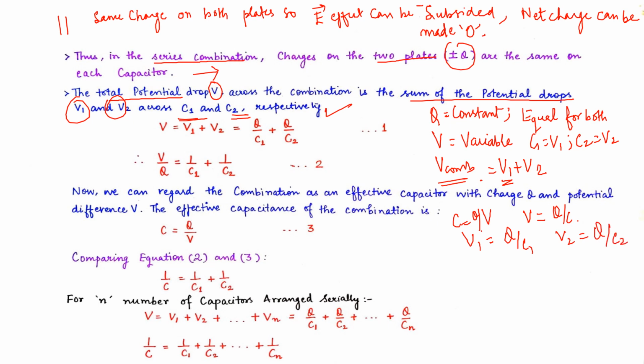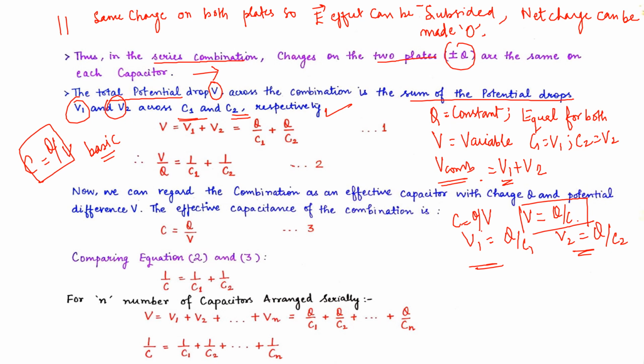How did this formula come? We have rewritten our basic formula. The basic formula was C equals Q upon V. This is the basic formula as I have already explained. So this basic formula is rewritten in the form of V equals Q upon C. So here Q is the same. So for both V1 and V2, Q will remain the same and there will be a difference in C1 and C2. Hence we got this equation V1 equals Q by C1 and V2 equals Q by C2.